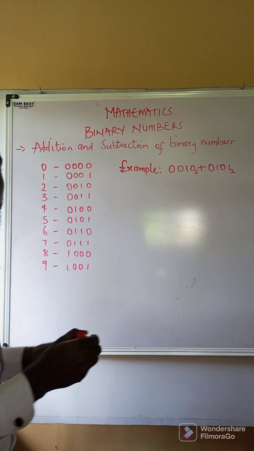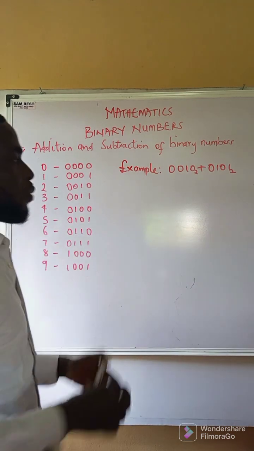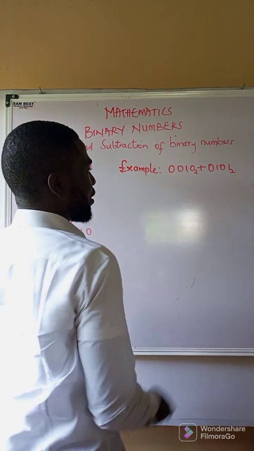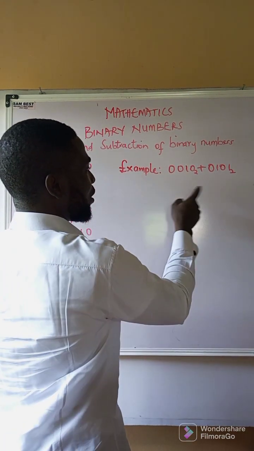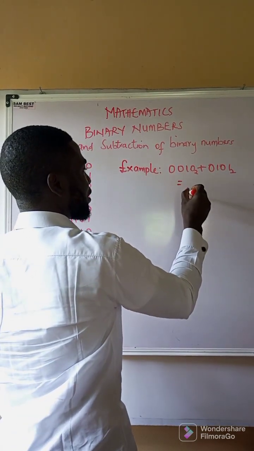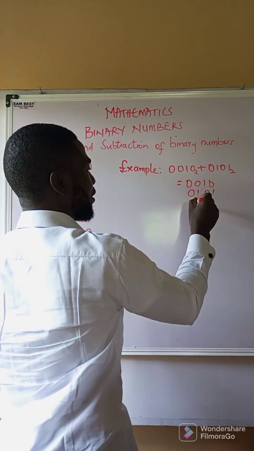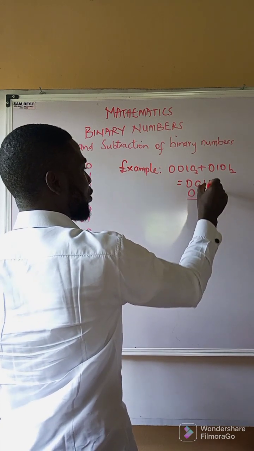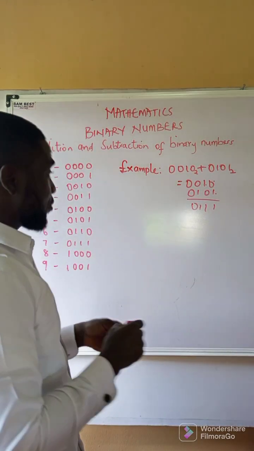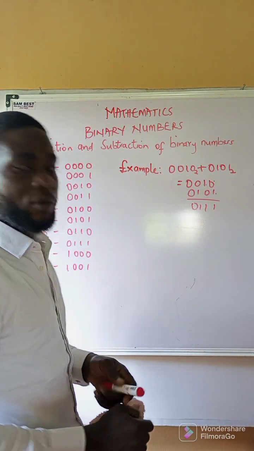Remember, I said binary numbers are numbers with base 2. Now, looking at this, one might be wondering, what am I supposed to do? Or some might just go ahead and begin to add 0 plus 1 is 1, 1 plus 0 is 1, 0 plus 1 is 1, then they end up with an answer that looks like this. This is wrong. It is not this way.